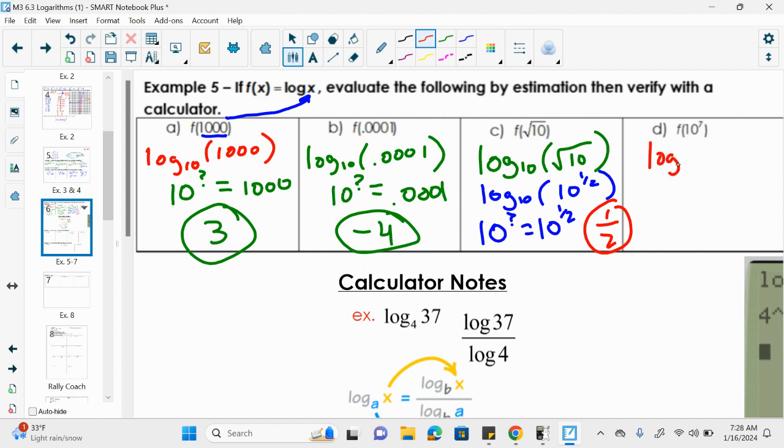Same idea for this last one. Log base 10 of 10 to the 7th power. So we're saying 10 to what power equals 10 to the 7th power? Well, 7, right?